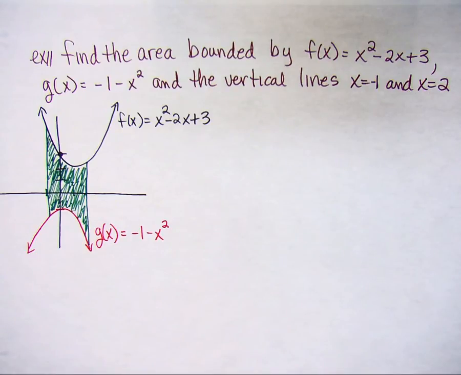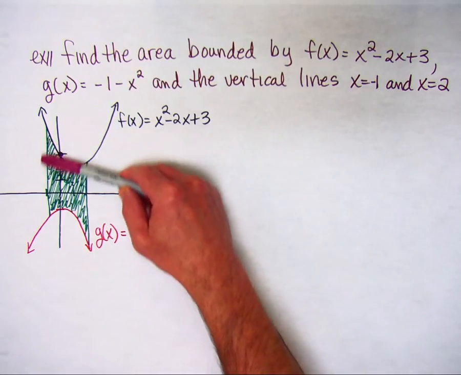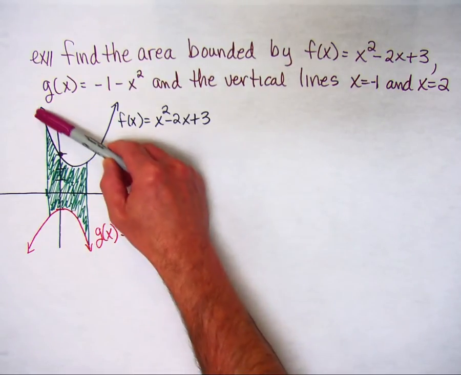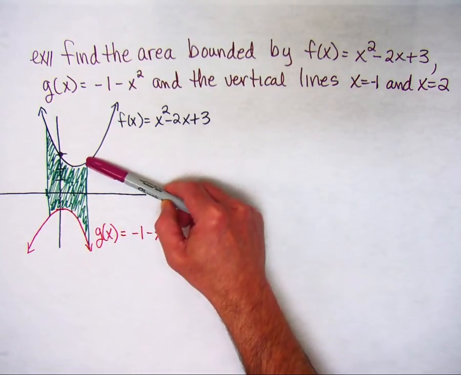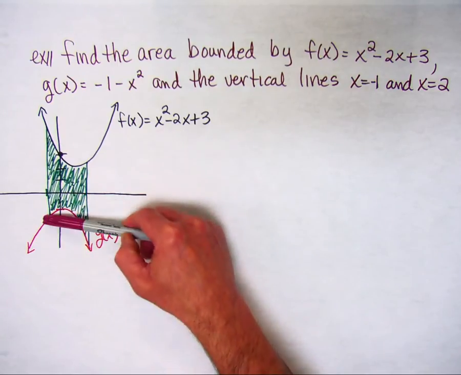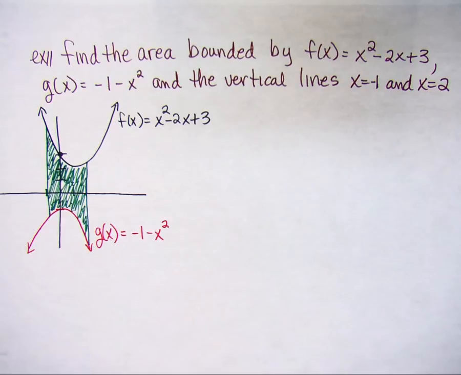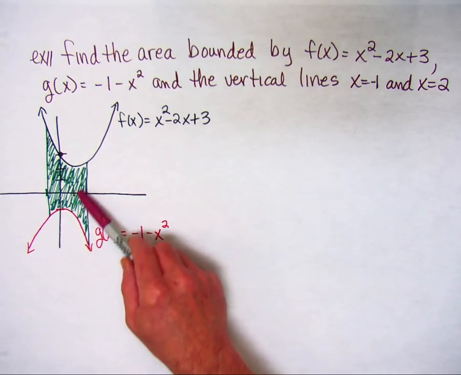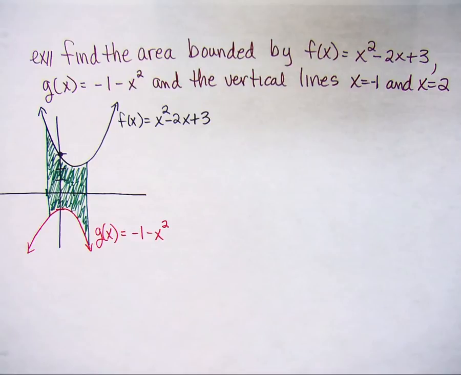And the vertical lines, x equals negative 1 and x equals 2. So what I've done here is drawn a region. The region is below this function f of x, above the function g of x, and in between the interval negative 1 and positive 2. So we want to find the region that I've shaded here with green.